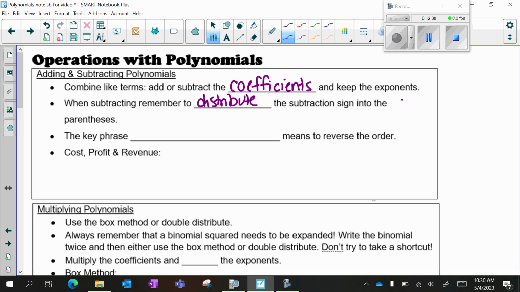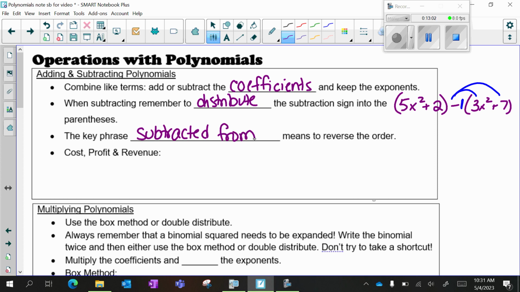So for example, 5x squared plus 2 minus 3x squared plus 7. This subtraction sign, whether you leave it as a subtraction or you make it a -1, must be distributed to everything inside the parentheses. Your key phrase for when you need to reverse the order is when you see subtracted from. Remember that from comes first.